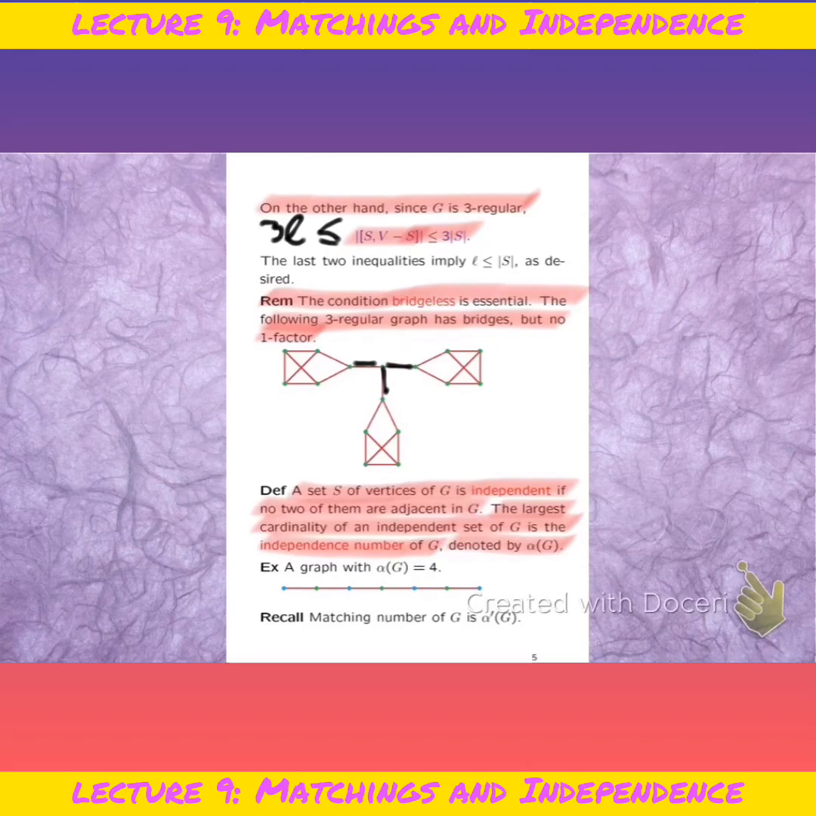So alpha prime of G is the cardinality of a maximum matching, right? So it's the largest number of independent edges. And alpha of G is the largest number of independent vertices. If you look at this graph here, which is a path, it has independence number 4. The blue vertices denote an independent set, and that's the largest independent set that you can get.